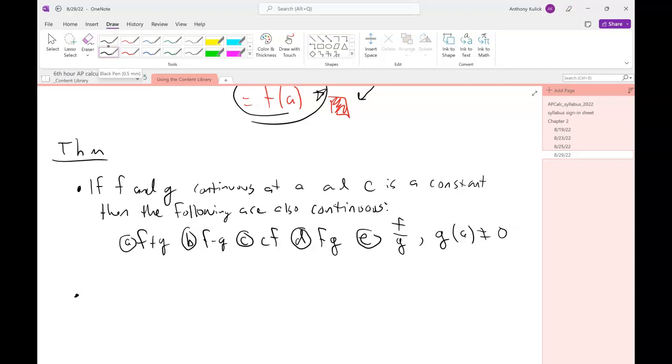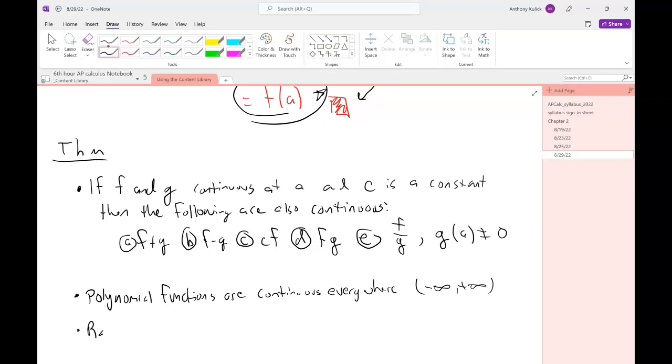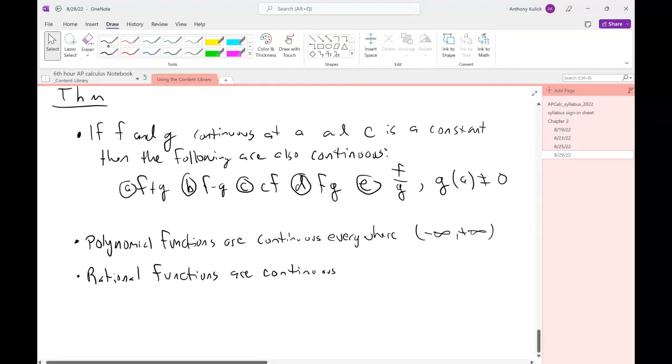So we can also say that polynomial functions are continuous everywhere. And when I say everywhere, I mean all real numbers. And we can say that rational functions are continuous. Can I say they're continuous everywhere? No, we definitely know they're not. Where are they continuous though? On their domains.